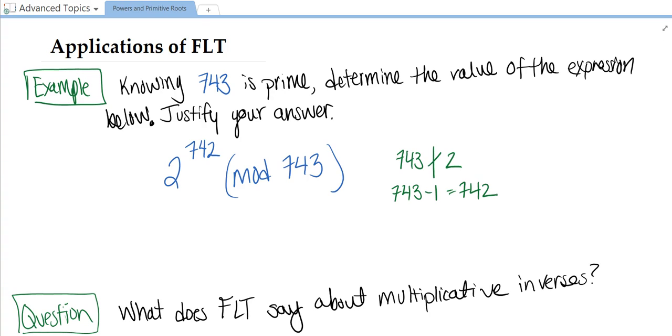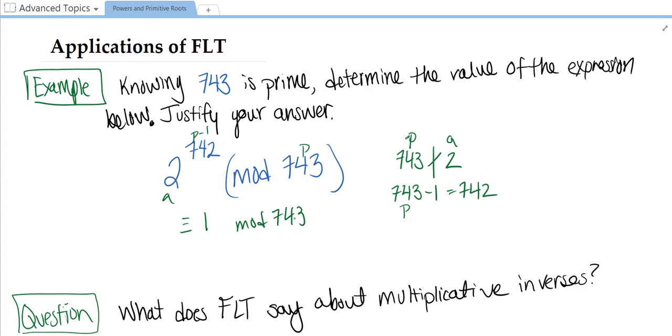According to Fermat's little theorem, since p does not divide a, and this exponent is p minus 1, this is p minus 1, this is a, and this is p, so this should be congruent to 1 mod 743. If you're unsure, feel free to go to Wolfram Alpha and check, or maybe use the fast powering algorithm.